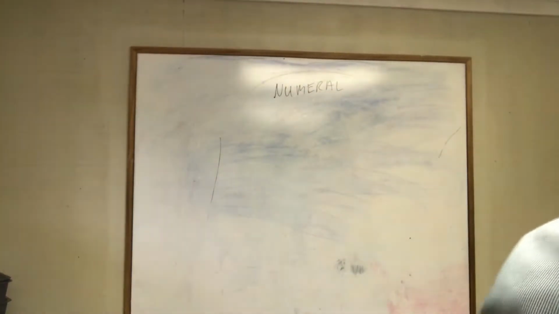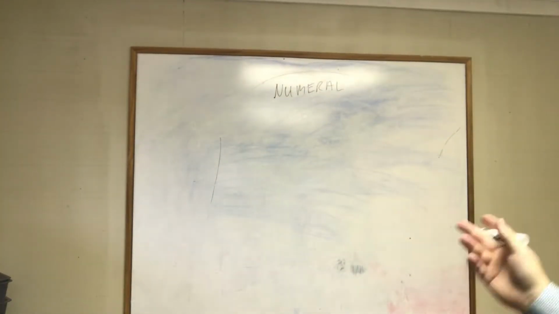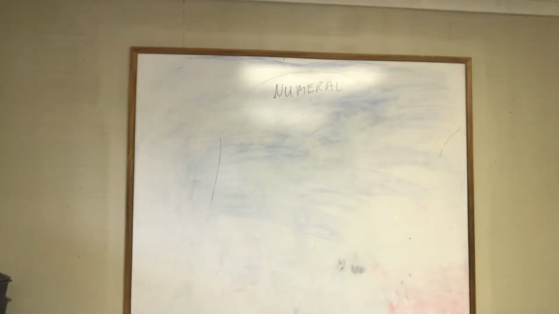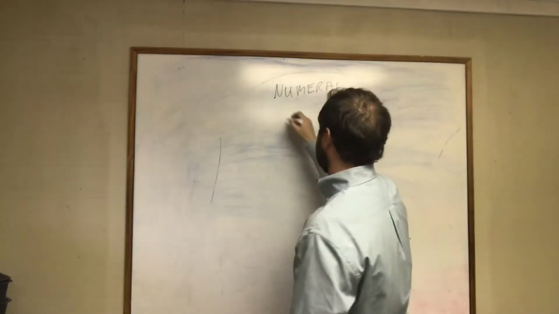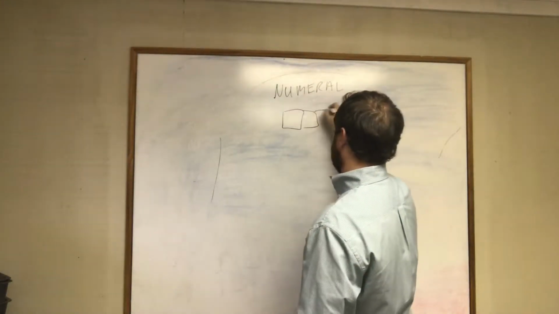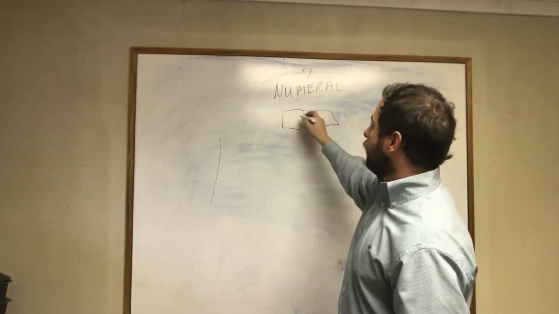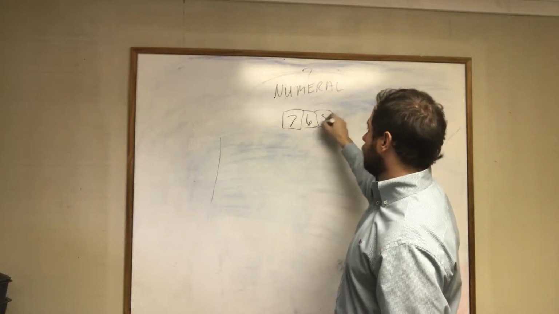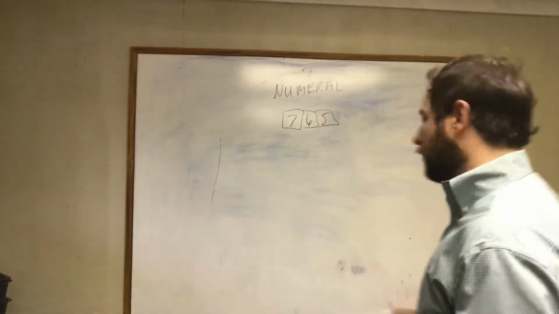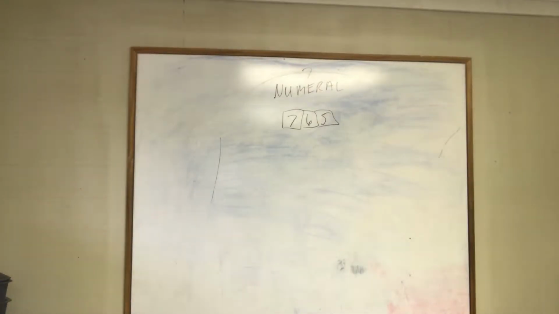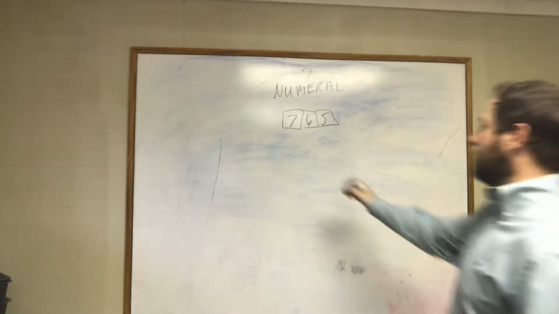Last one of the same type, they give us the word numeral and they say 3-letter signs. So 3 boxes, and you cannot repeat this time. It's a 7-letter word, so 7, 6, 5. Multiply those together in order to get your answer. Whenever you do that, you get 210.